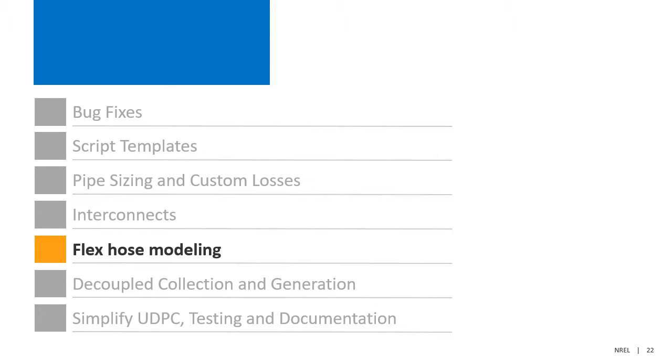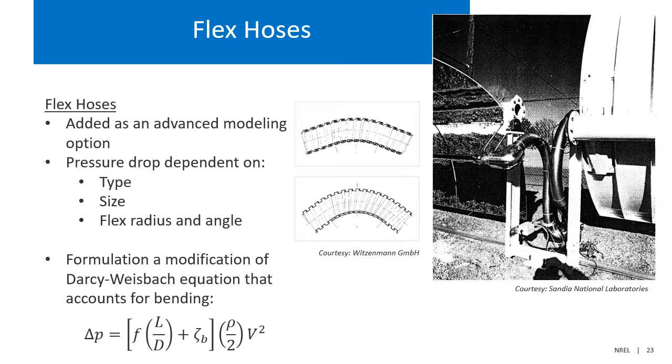On to flex hoses. Flex hoses are used in place of regular pipes when the connections move, like for SCAs, with an example shown on the right. Their pressure drop is dependent on their size, like regular pipes, but also on their type and how they are flexed. Flex hoses have not been previously modeled in SAM, as connections between SCAs had been treated as straight pipes. A new relationship has been added based on a modified Darcy-Weisbach equation, shown here.